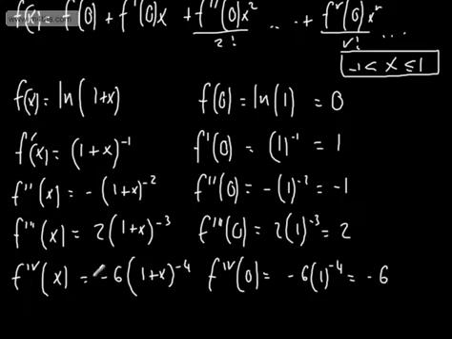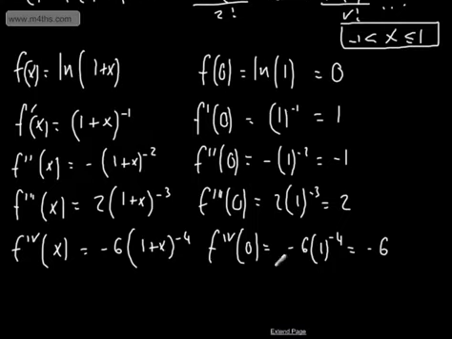We can now piece this together by using the Maclaurin expansion. f of 0 plus f dash of 0 multiplied by x plus f double dash of 0 multiplied by x squared over 2 factorial, and so on and so forth.